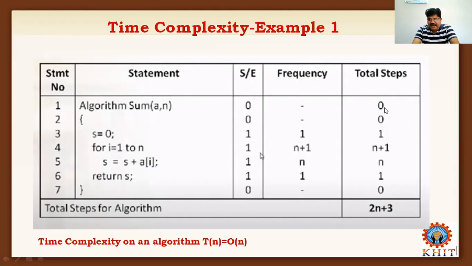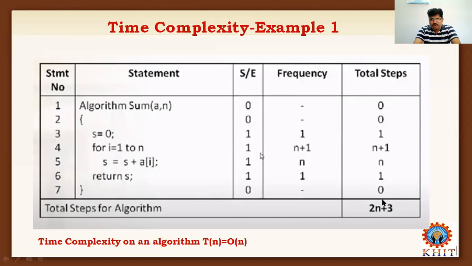Now we will add all these: 0, 0, 0, 0, 1 into 1, 1 into n plus 1, n plus 1, 1 into n, n, 1 into 1, 1, 0, 0. Add all the total steps here: 0 plus 0 plus 1 plus n plus 1 plus n plus 1 plus 0. Totally 2n plus 3. We got the answer 2n plus 3.